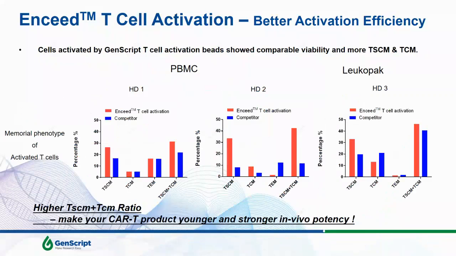We also would like to show the memory phenotype. For the memory phenotype, we all know that T cells mature from T naive to memory stem T cells, TSCM, to central memory T cells, TCM, to TEM, the effector memory cells. Normally, the less mature of these T cells are more suitable for the downstream application. Thus, from the data here, the amount of TSCM and TCM, those young cells, after the activation using our beads is comparable or higher than using the competitor's beads.